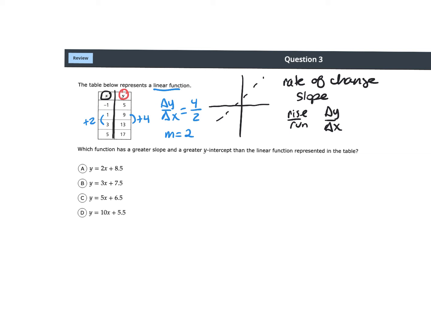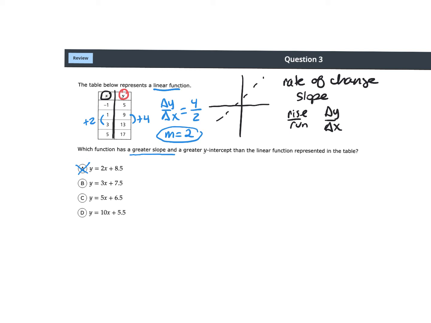Okay, now it says which function down below has a greater slope and a greater y-intercept. Well, this is interesting because we have a slope of 2. So choice A has to be ruled out. 2 is not greater than 2. But 3, 5, and 10 are all greater than 2. So that means we have to find our y-intercept.